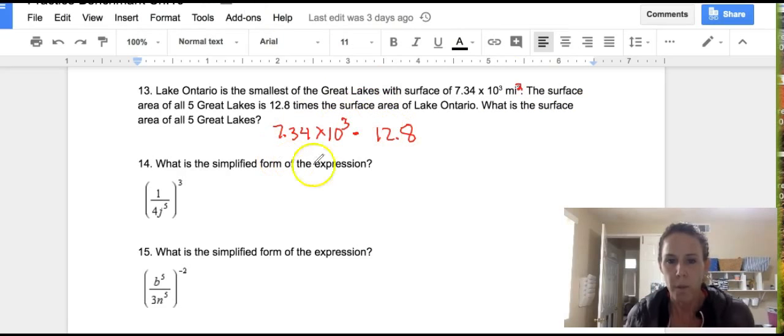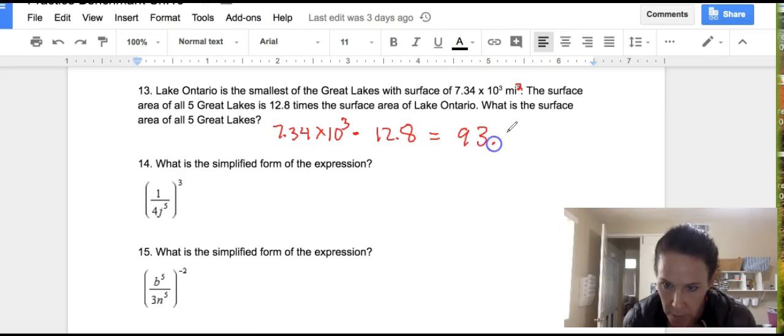So we're going to multiply. Since this is all multiplied, I'm going to go ahead and multiply my constants, and then I've got a base of 10. So I'm going to multiply 7.34. Multiplication is commutative, it doesn't matter the order. So I'm going to go 7.34 times 12.8. I'm going to do that on a calculator. 7.34 times 12.8. That gives me 93.952. And I still have to multiply that times 10 cubed. So this times this times this times 10 cubed.